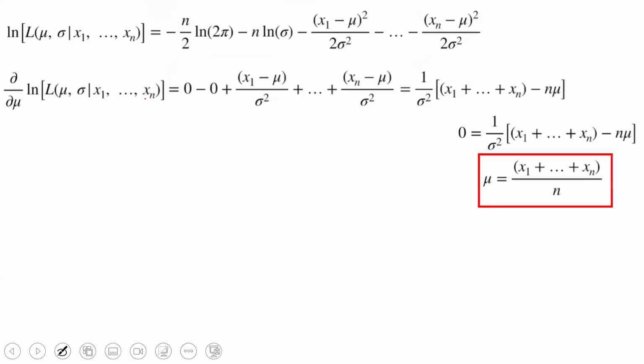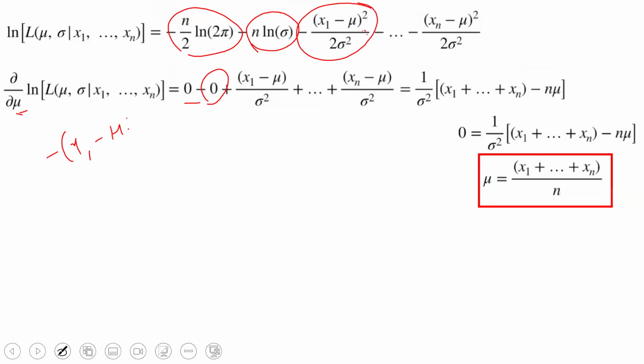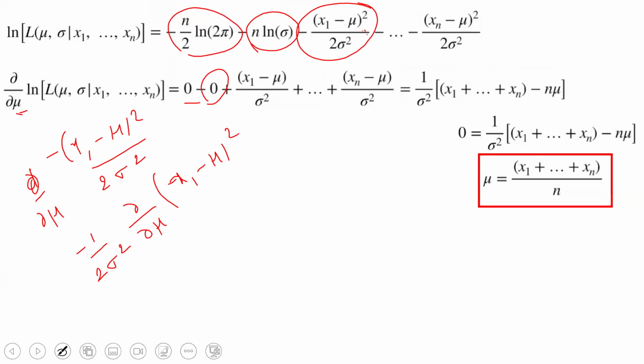Okay. Now I'm going to take the derivative with respect to the mu. No mu term here, so it will be 0. No mu term here, so it will be 0. And now if I take the derivative with respect to mu here, what is the derivative of this function with respect to mu? (x1 minus mu) whole square by the 2 into sigma square, right? So if I take the derivative with respect to mu, what will I get? Minus 1 by 2 sigma square is constant. I'll bring this out, the derivative with respect to mu of (x1 minus mu) whole square, right?